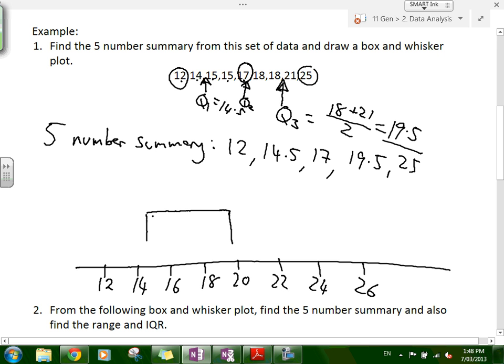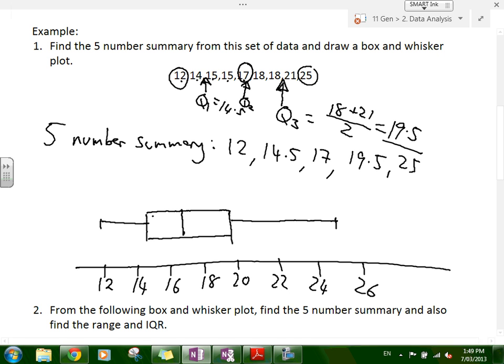I'm going to do my box. Nice box. Okay. Now I'm going to put my median in, which is 17. So I'll put my line in where 17 lines up. So I've got my box here. Now I need to mark my upper and lower extremes. So I'll do that with a little dash. 35 with a little dash. Now I simply connect it in the middle with a line. Here we have our box and whisker.